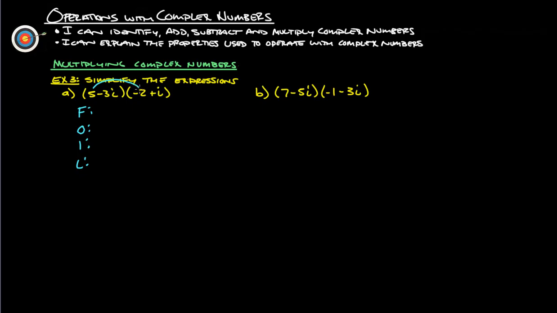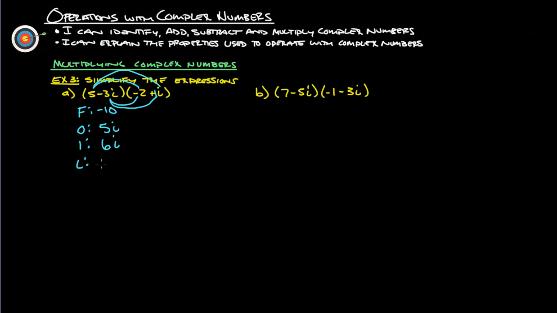So anyway, FOIL stands for first. So we're going to do 5 times -2. So 5 times -2 is -10. O is outside. So now we're going to do 5 times i. So that's 5i. I is inside. So -3i times -2. So the negatives cancel out. 3 times 2 is 6, and we still have an i there. So that's 6i.